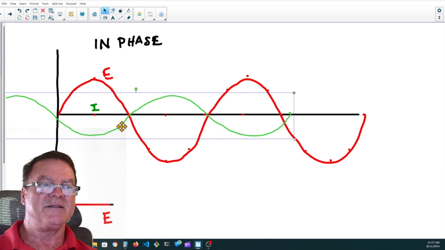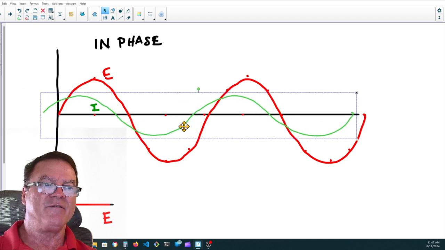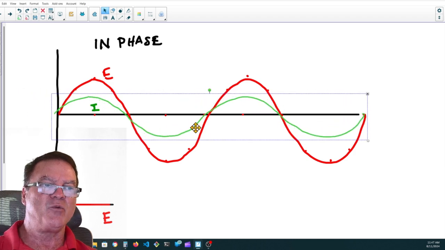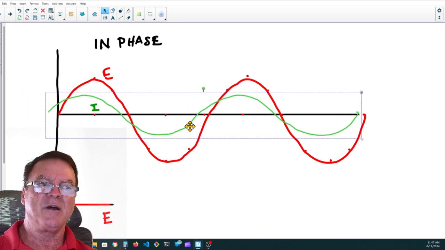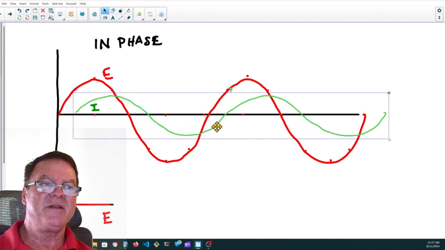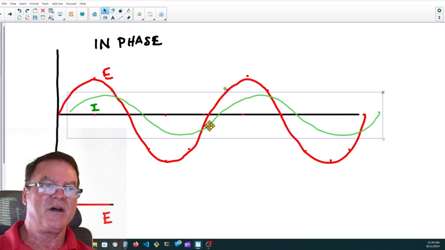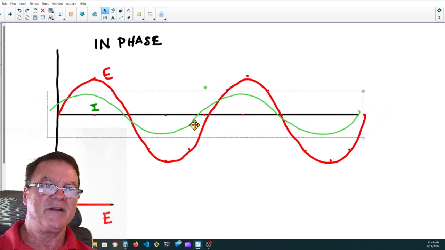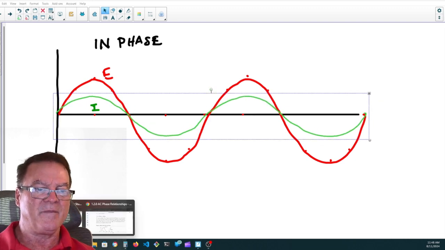Their peaks are exactly opposite. They're falling to 0 at the same time, but their polarities are opposite. So they're 180 degrees out of phase with each other. But usually in an AC waveform, we're some angle between 0 and 90. We'll see that coming up. It will be some degree, and it can also be the voltage leads the current, or the current leads the voltage, but it will be some degree between 0 and 90 degrees. Okay, very good.